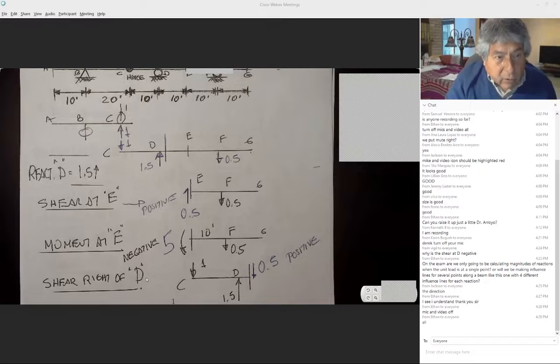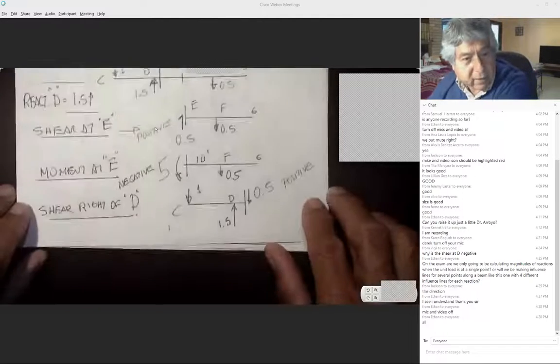For the shear to the right of D, it's easier to take this free body or this free body. If I take this free body, it's obvious that it is 0.5. If I take the other free body, it's also obvious that it is 0.5. I'm going to take this free body to compute the shear just to the right of D. And this is what I have in here.